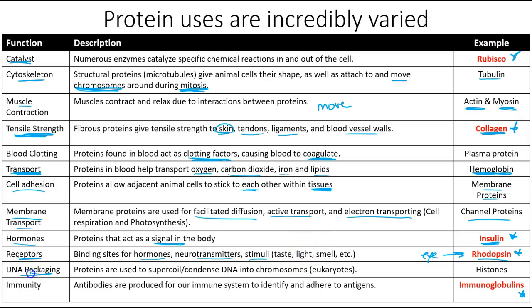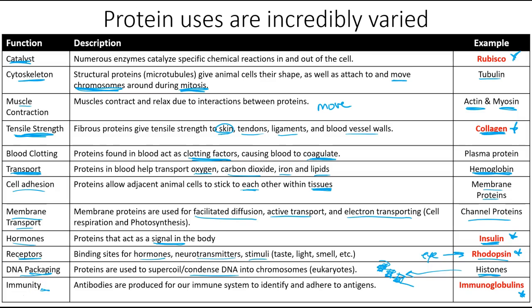DNA packaging, histones. Histones are proteins that act as spools that we supercoil or condense our DNA around. Chromosomes in eukaryotes, remember, are long stringy strands of DNA. Those long stringy strands of DNA are going to wrap themselves around little proteins, and those proteins specifically are called histones. Those histones are in charge of supercoiling or condensing DNA. That allows for more DNA to fit into a smaller area.